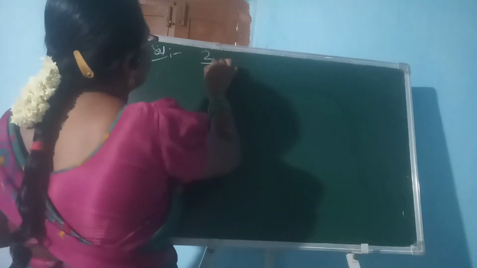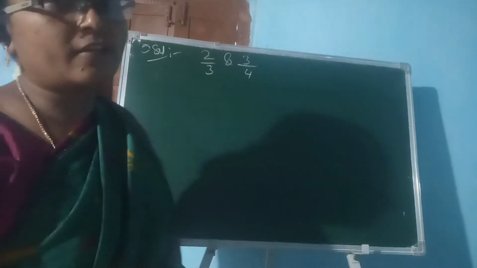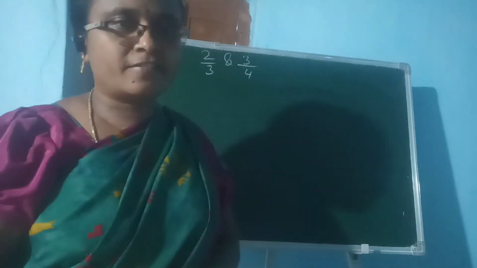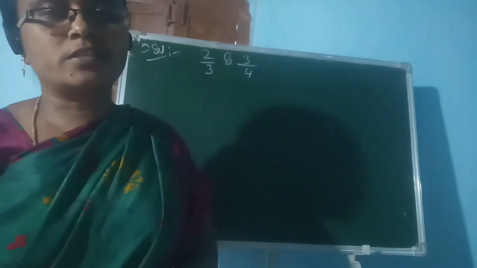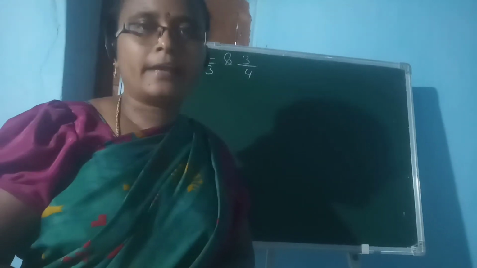Now the fifth solution. Find a rational number between 2 by 3 and 3 by 4. Here we are given two rational numbers, 2 by 3 and 3 by 4. These are not like fractions like the previous one; these are unlike fractions. What do we have to do to write the rational numbers between two unlike rational numbers?